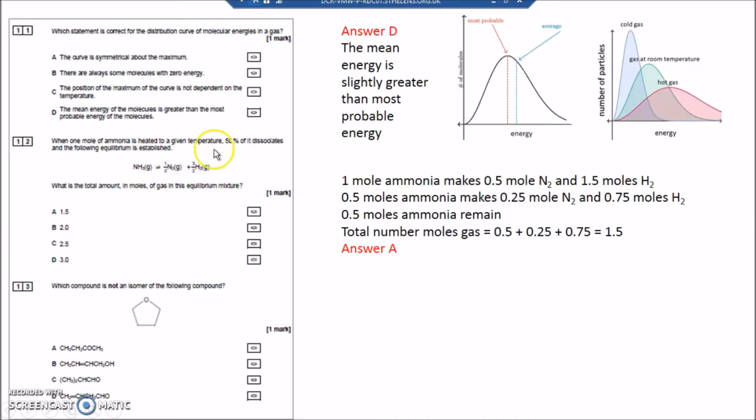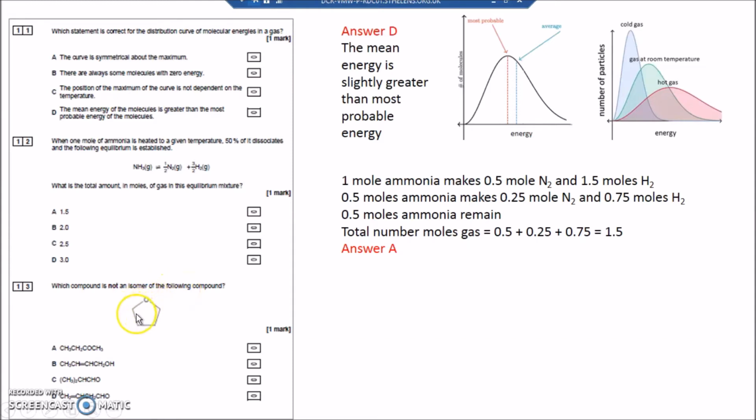So half a mole, 50% of a mole, would make 0.25 moles of nitrogen, and 0.75 moles, half of 1.5 moles, of hydrogen, and 0.5 moles of ammonia remain behind because only 50% of it is dissociated. If you add all that up, it's 1.5. The answer is A.